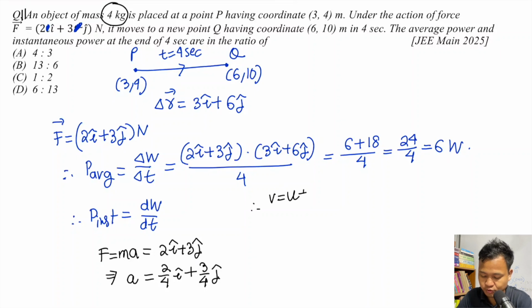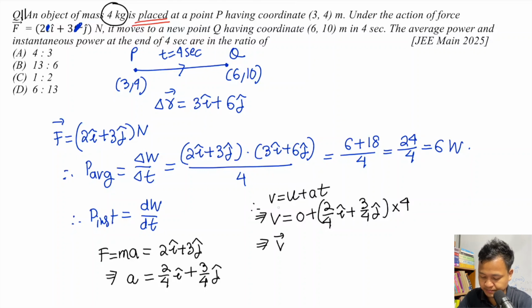So v is equal to u plus at. Initially the object is at rest, so u is 0. Therefore v is equal to the acceleration, 2 by 4 i cap plus 3 by 4 j cap, into time 4. The 4 cancels out, so v is 2i plus 3j.